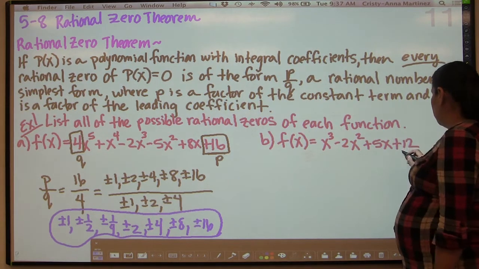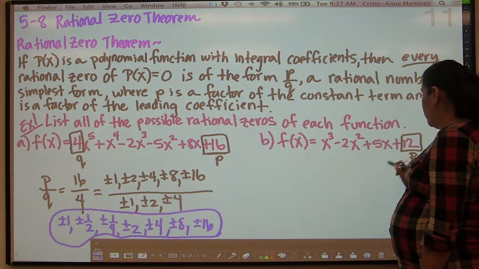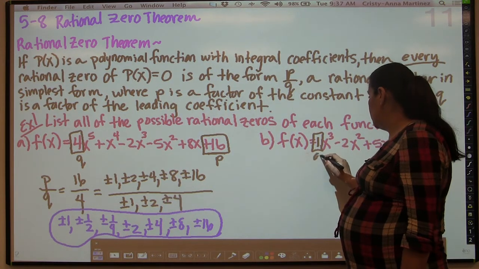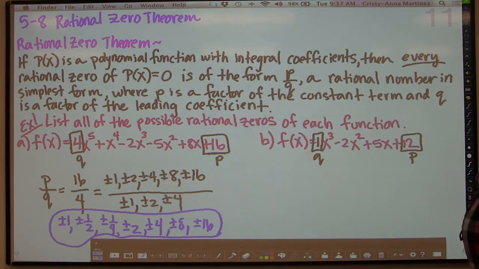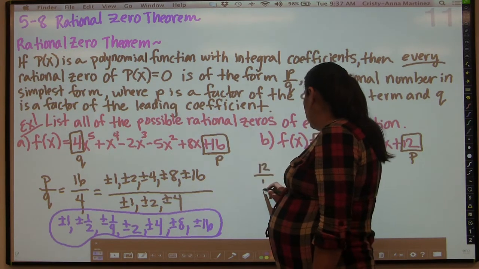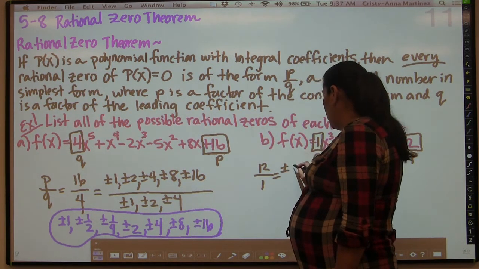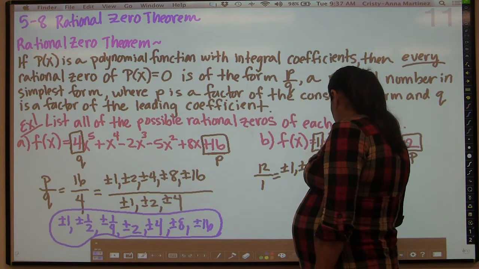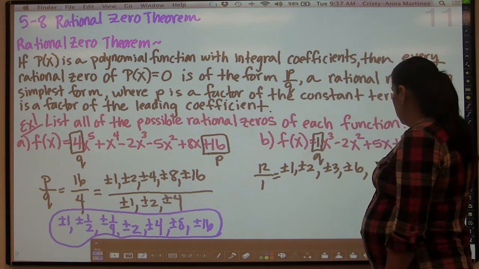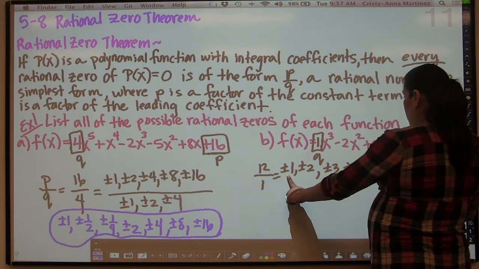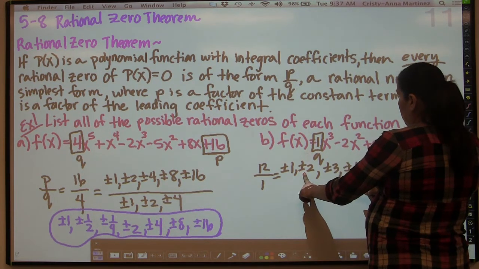Remember that we said that the numbers in play are the constant term, which is p, and the coefficient of the leading term, which in this case is 1. It doesn't have a number in front of the x cubed, so we assume that it's a 1. And then we do p over q, which is going to be 12 over 1. And the factors of 12 are 1, 2, 3, 6, and 12. So we have 1 times 12 will equal 12, 2 times 6, and 3 times 4.